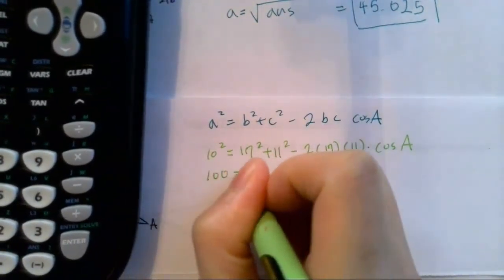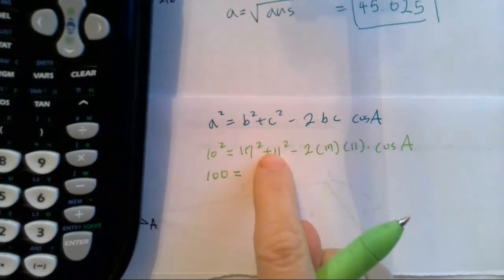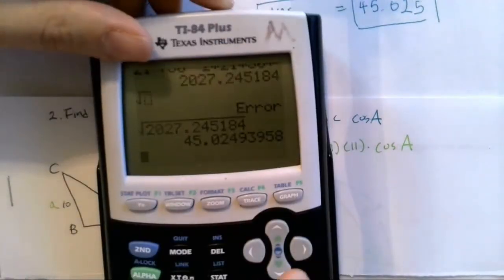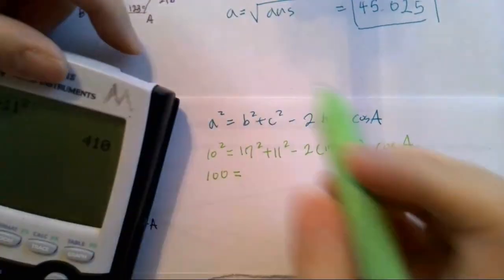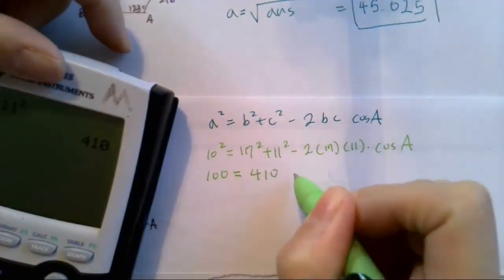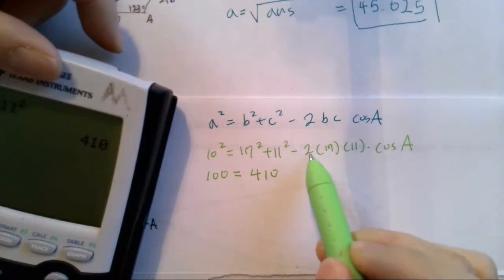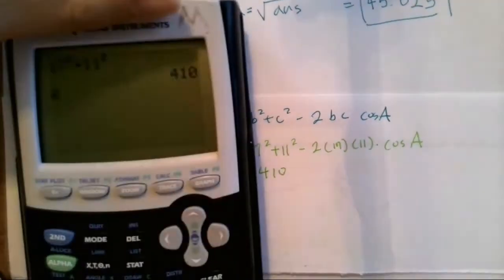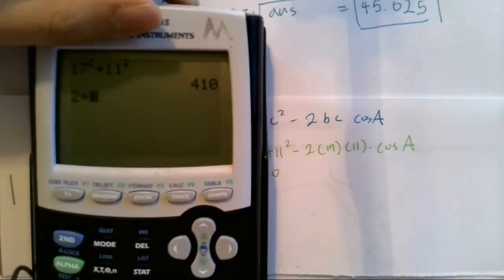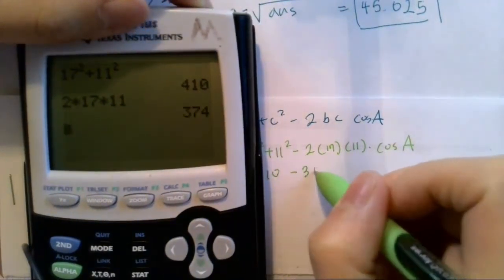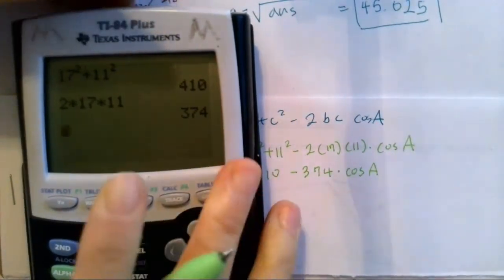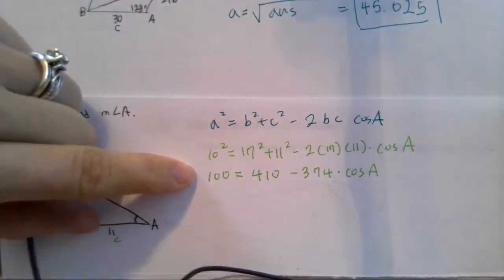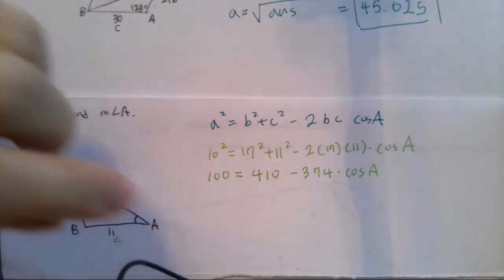10 squared is 100, equal to, I'm going to go ahead and plug 17 squared plus 11 squared in my calculator. 17 squared plus 11 squared, I got 410. Over here, I'm just going to do 2 times 17 times 11 in my calculator. So minus 374 cosine of angle A. And these two things are multiplied. Okay? Alright, so this is as far as I got.